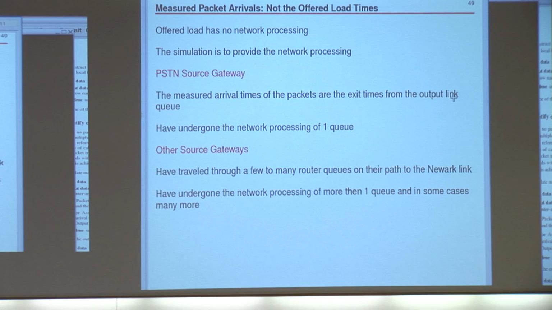It's even worse in the other direction. When they come from Buenos Aires, that's the furthest other gateway, at least in terms of distance. The packets that come in from other gateways and have PSTN as a source have gone through many router queues on their path to the Newark link. So they've undergone the network processing of more than one queue, and in some cases, many more.